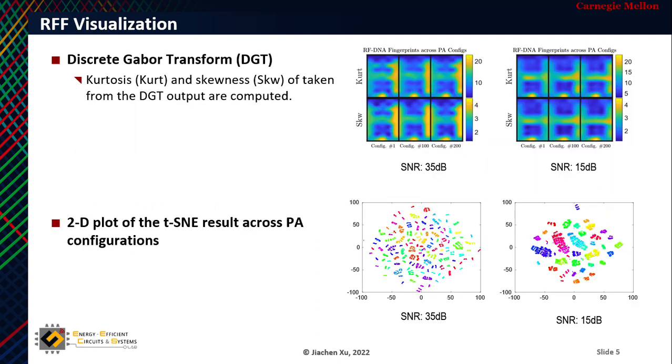And there are some methods to visualize the RF fingerprint. For example, there's a discrete Gabor transform-based method, which is similar to the Mel spectrum in the audio, and we can plot the distributions of the features in the frequency domain to see the RF fingerprints. And there is a 2D plot of the t-SNE result across the collected packets from the power amplifier configurations.